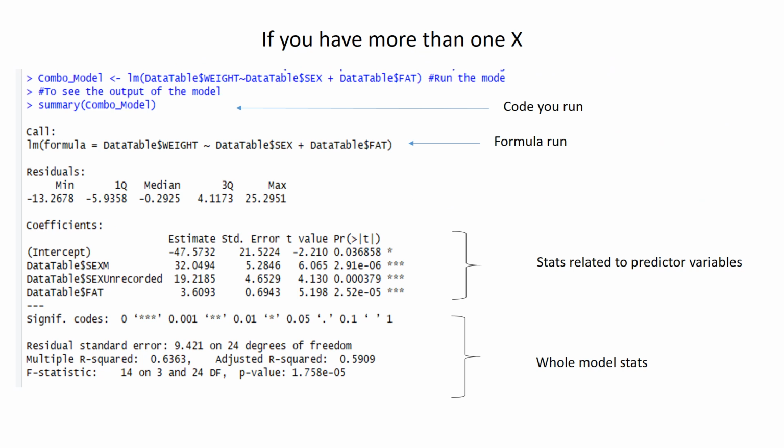All right, once again, what does our output look like? Here I've indicated what the model is, and I've typed the summary of the combo model. Again, this is the code we run. And again, in the R output, it shows us the model that we've run. So weight is affected by sex and fat. So basically it reproduces what we've typed there. And again, it gives us the whole model stats and the stats related to the predictor variables.